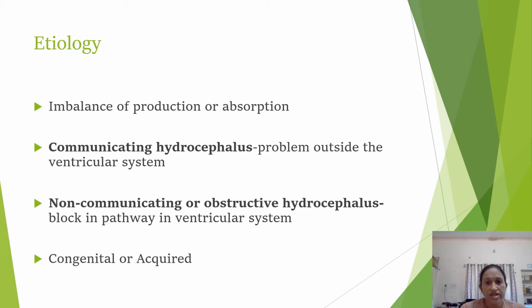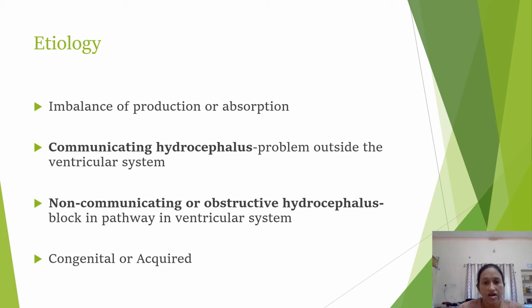If it is a communicating type of hydrocephalus, that means the pathway through the ventricles is normal. All the ventricular cavities are communicating as they should be. But in non-communicating or obstructive hydrocephalus, the block lies somewhere at the ventricular system. Either it may be at the aqueduct of Sylvius or it can be in either of the ventricles. Okay, and so problem in communicating hydrocephalus is lying outside the ventricular system, while it is in the ventricular system in non-communicating or obstructive hydrocephalus.